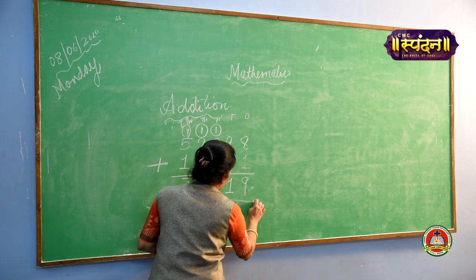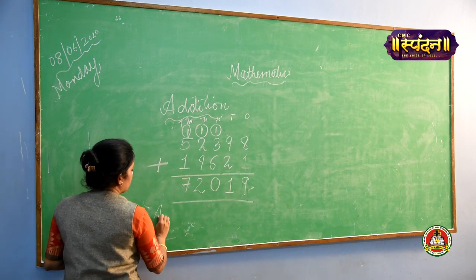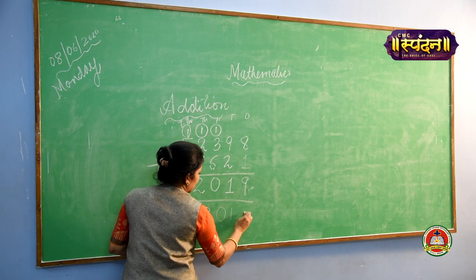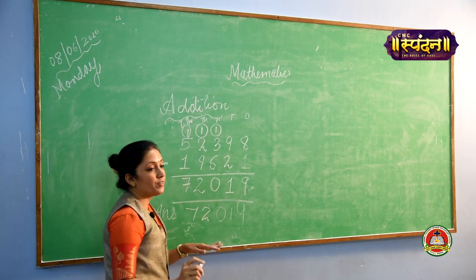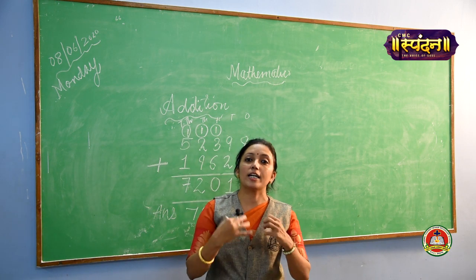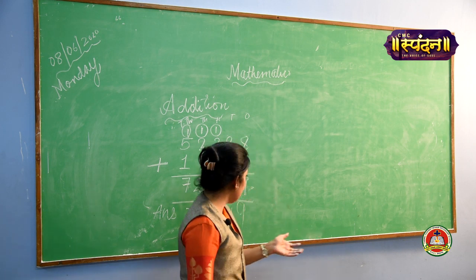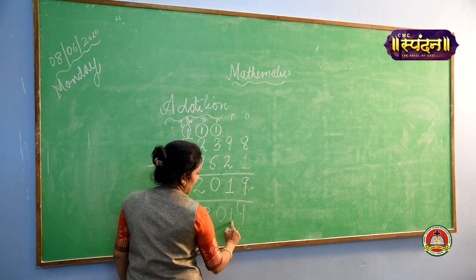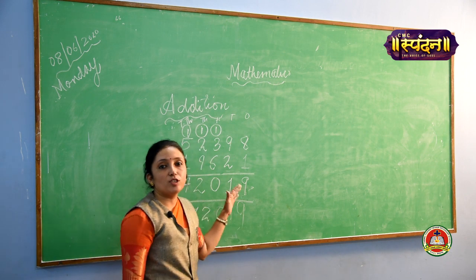So can you see the answer here? Your answer is 72,019. As children you have already done the numbers, how to write the number name. So this will help you to recall that particular topic, that is how am I going to read it? 72,019. Okay, hope you all have understood this.